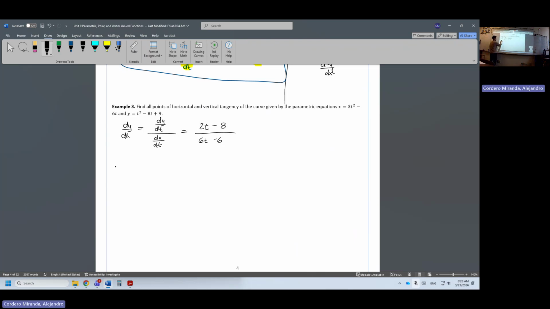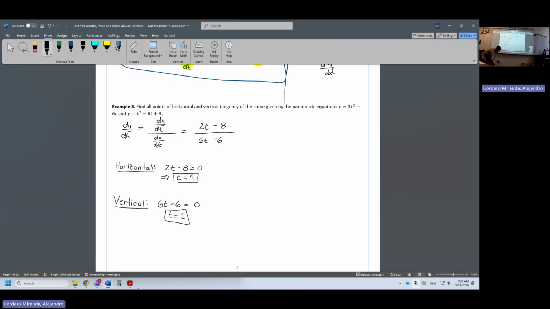Okay, so here's us checking horizontal. Horizontal happens when the top of this is 0, which would mean that t is 4 if I skip all the steps. Like add 8 and divide by 2, you get t equals 4. And then vertical happens when the bottom of that is 0. Again, that gives you an undefined slope, remember, and vertical lines have undefined slope. So I skip all the steps. I have 6 and I divide by 6 and I get t equals 1.